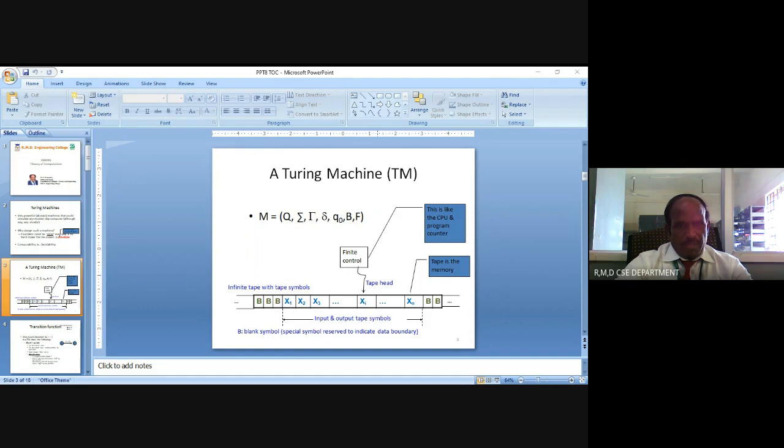Similarly, there is the multi-tape Turing machine. The Turing machine has multiple tapes, each tape with a separate head. So the first tape has one head, the second tape has another, and then the third tape. Each tape has its own head, which is called a multi-tape Turing machine. There is also the non-deterministic one, almost the same.